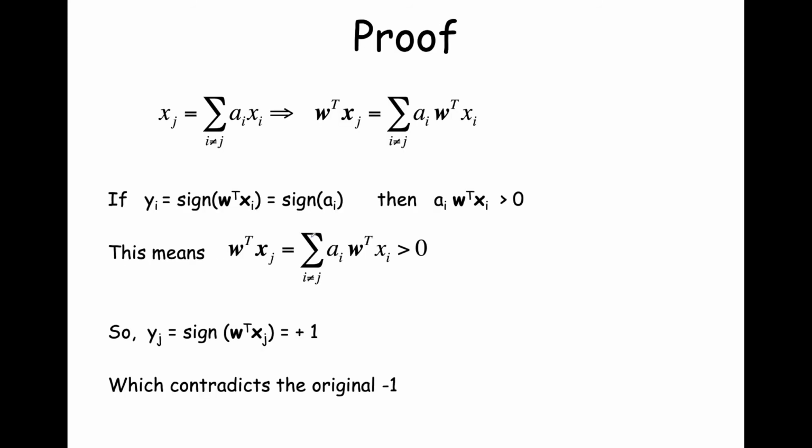And so here, this is our definition of xj. Let's multiply both sides of equality by our weight vector W transpose. So we're going to compute the score. W transpose xj is just our W transpose times this expansion, that linear combination of ai xi that defines xj. And because W is a scalar, we can put that inside of the summation, and we get this expression, the sum, for all i not equal to j of ai W transpose xi.